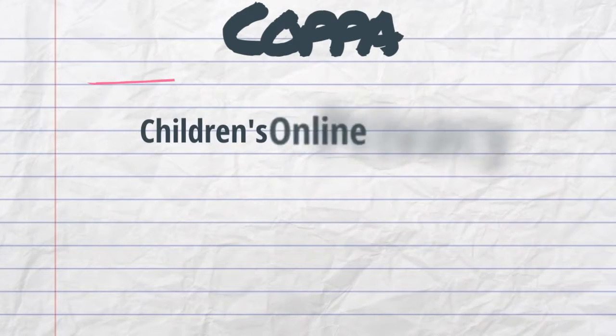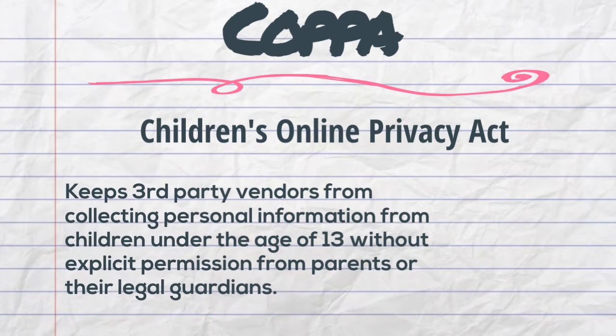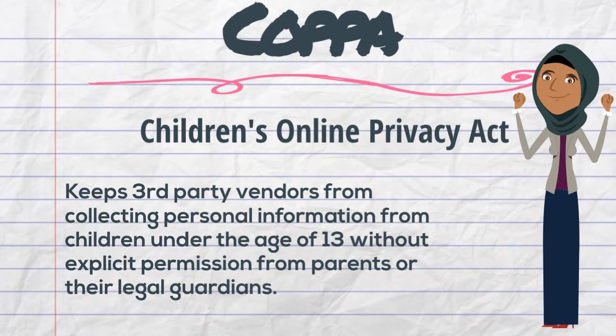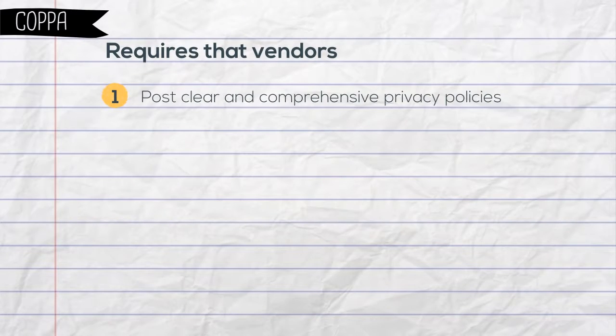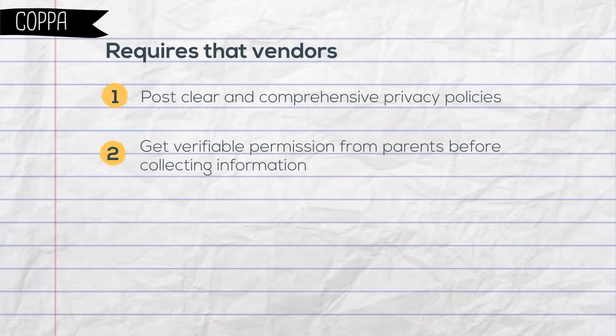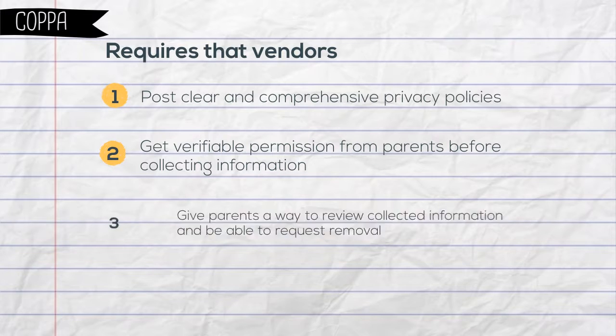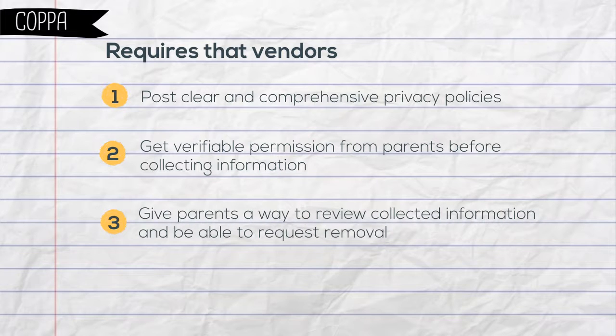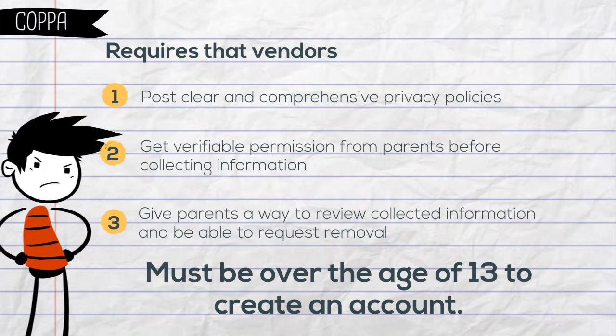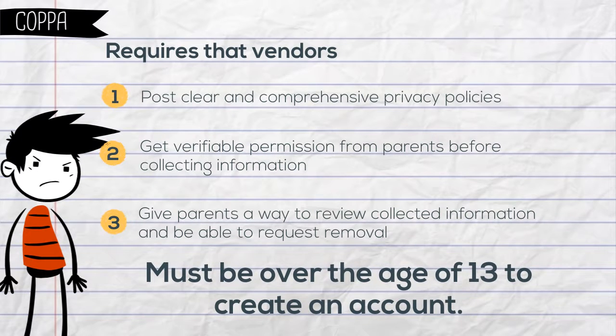COPPA, the Children's Online Privacy Protection Act. COPPA keeps websites from collecting personal information from children under the age of 13 without explicit permission from parents or legal guardians and restricts marketing to these students as well. COPPA requires vendors to post clear and comprehensive privacy policies, get verifiable permission from parents before collecting information, give parents a way to review collected information, and be able to request removal. That's why a lot of these websites say that students must be over the age of 13 to create an account.